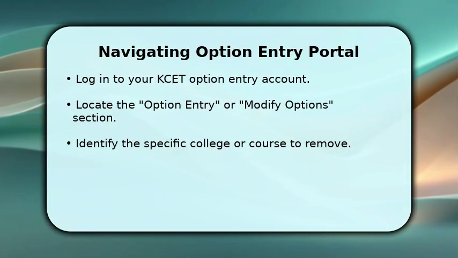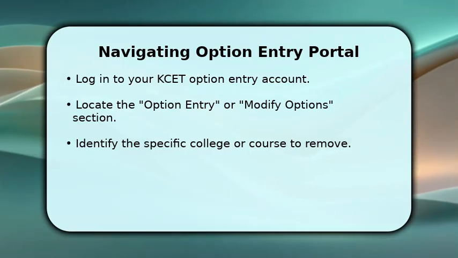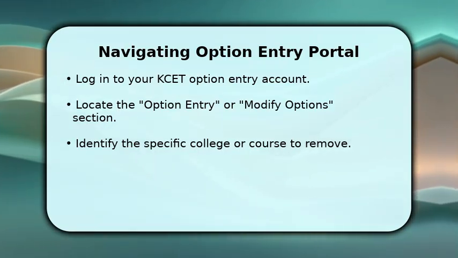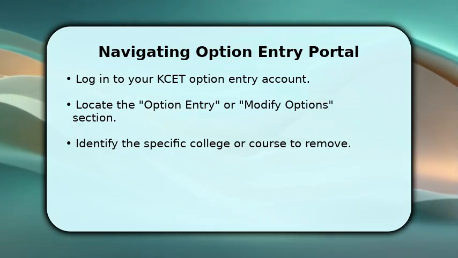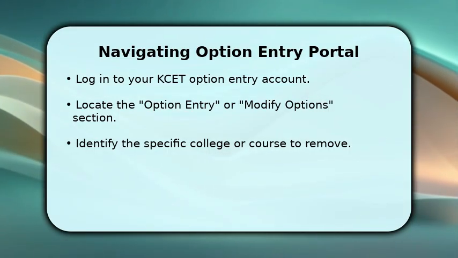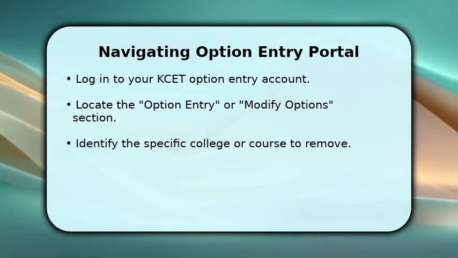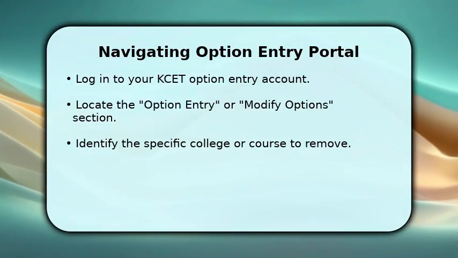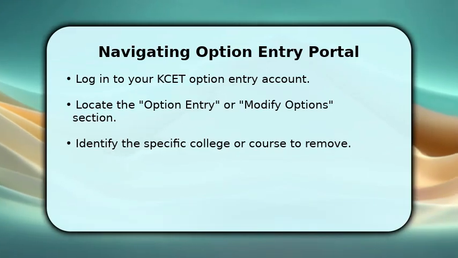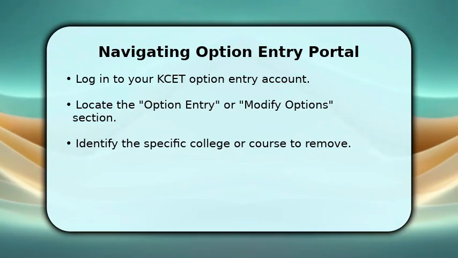Once you are ready to modify your choices, the first step is to securely log in to your KCET option entry account using your credentials. After successful login, navigate to the section specifically designated for option entry or modify options. This area is where all your previously entered college and course preferences are displayed. Carefully review this list to identify the specific entries you intend to remove.